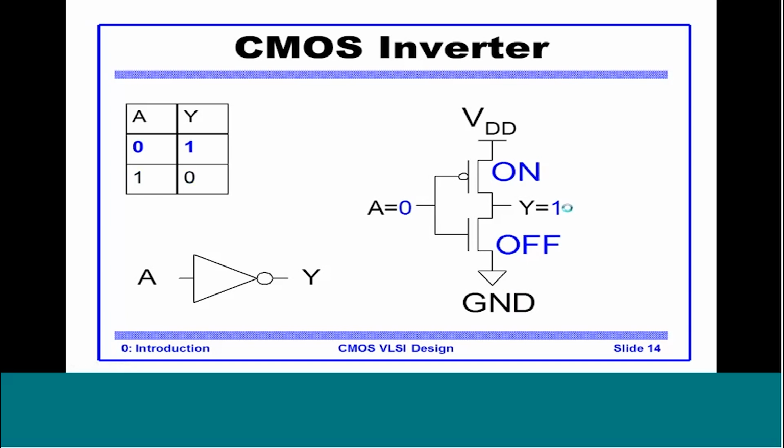Similarly, when A becomes 0, the NMOS switches off, PMOS switches on, and PMOS switching on pulls Y to 1 or Y to VDD. So that is why PMOS is also called a pull-up device.